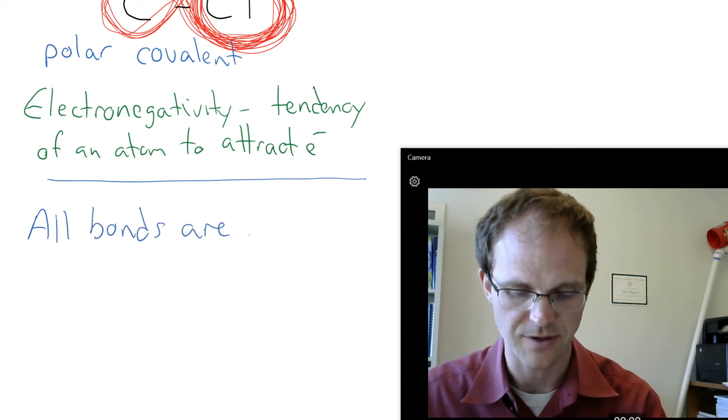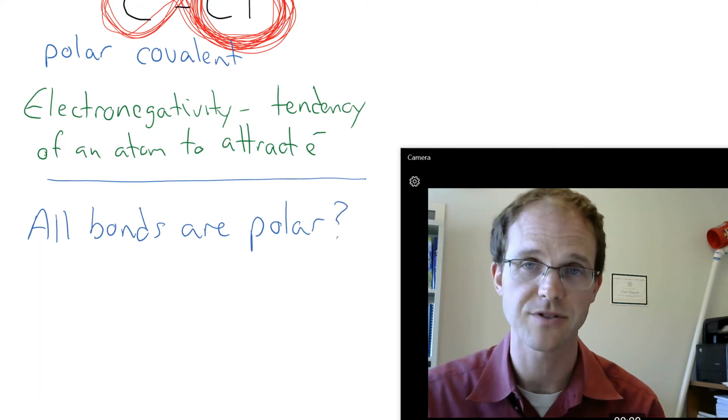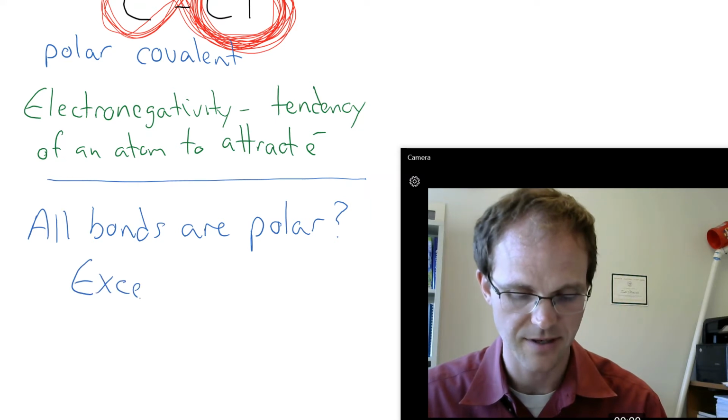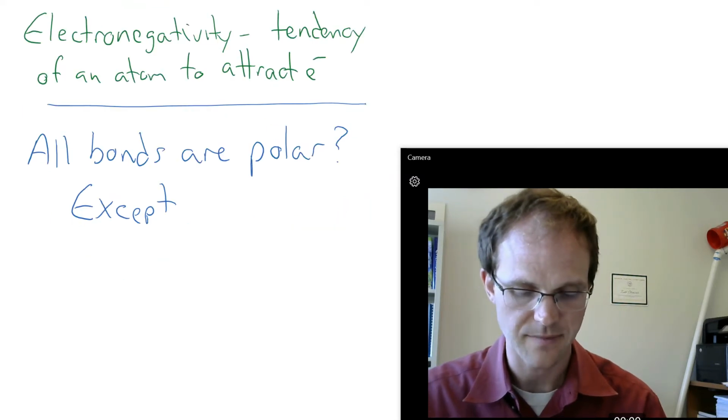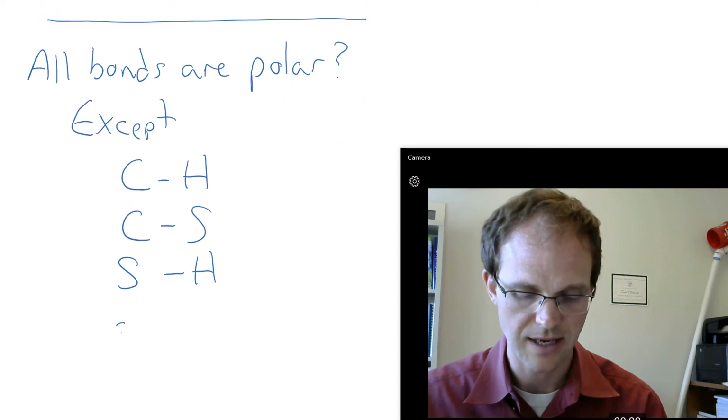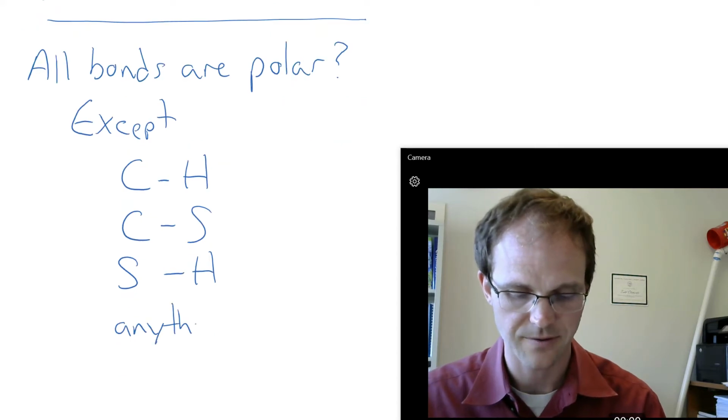Now, Professor Clements, are really all bonds polar? The answer is no, because this is chemistry. And in chemistry, there's always exceptions. So except for the following: C bonded to H, C bonded to S, S bonded to H, and anything bonded to itself.